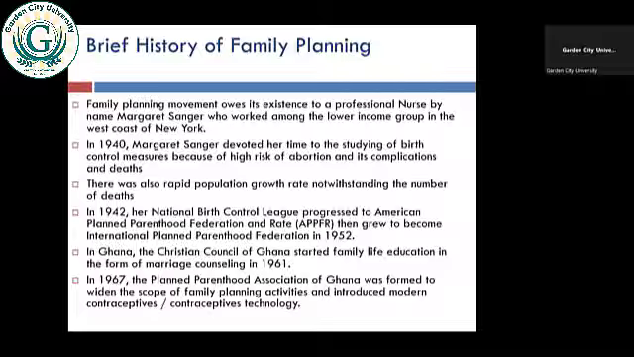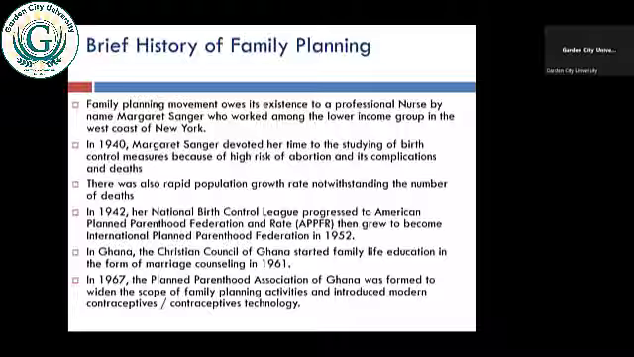So in 1942, her National Birth Control League progressed to American Planned Parenthood Federation. And then it grew to become International Planned Parenthood Federation in 1952. So it took 10 years, from 1942 to 1952, for the name to change to International Planned Parenthood Federation.